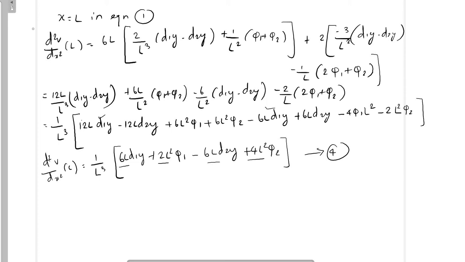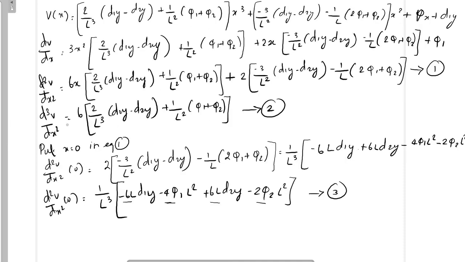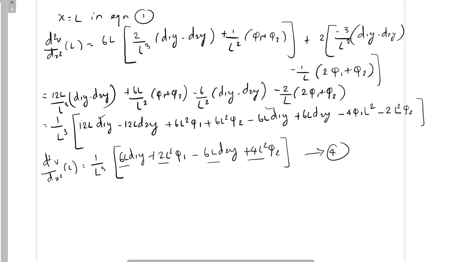Now you consider d cube v by dx cube. In this equation we are going to consider x equal to 0 and x equal to L. Here there is no difference when you substitute x equal to 0 and x equal to L, because there is no x term. If you simplify this term, you can take it for x equal to 0 as well as x equal to L.